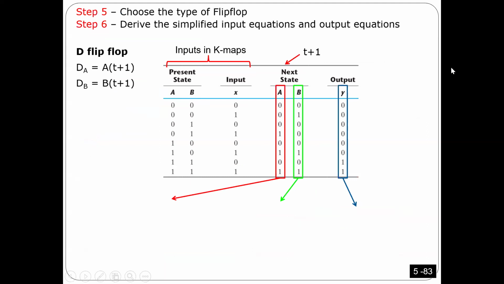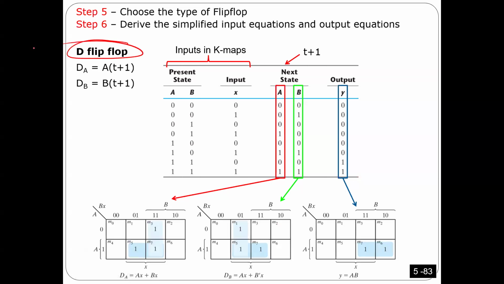Now, next step, just steps. You need to decide which flip-flop you have to use. This is the next step. Assuming this time I want to use a D flip-flop. Then after that, you need to design a combinational circuit, given this input, to guarantee I will get these two here.